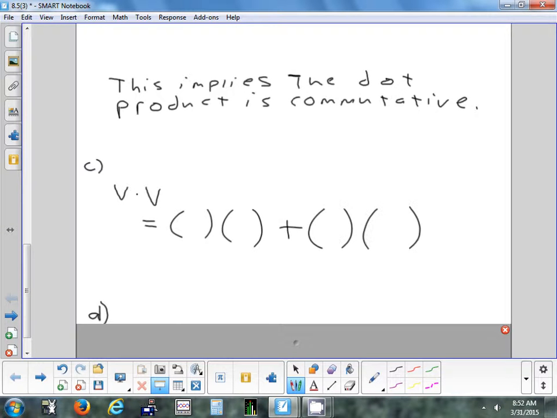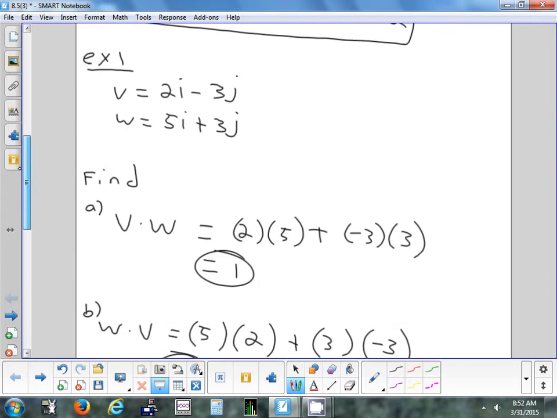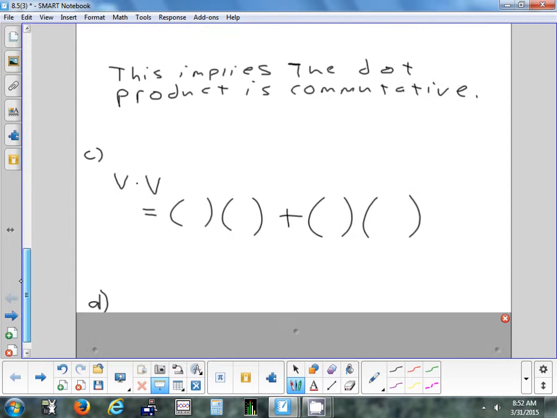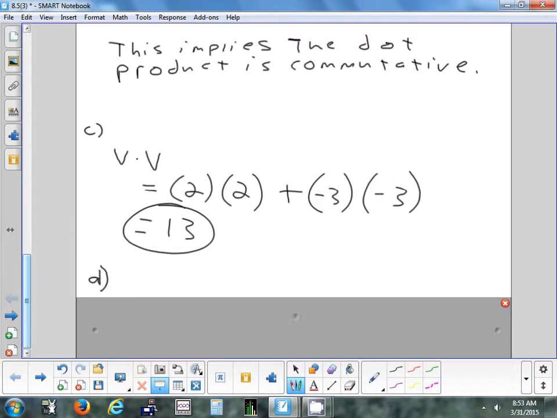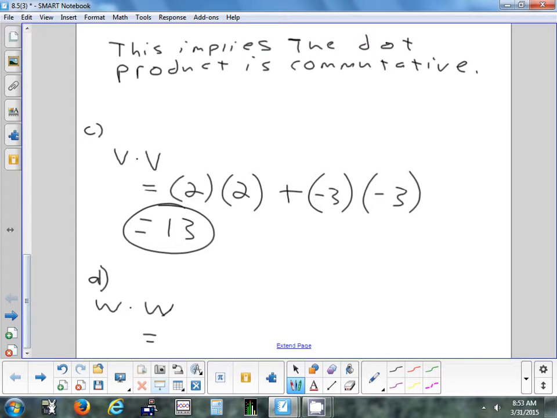Sam, what would I multiply together to find v dot v? 2 times 2. Yep. -3 times -3. So that's going to give me 4 plus 9, or 13. Okay.